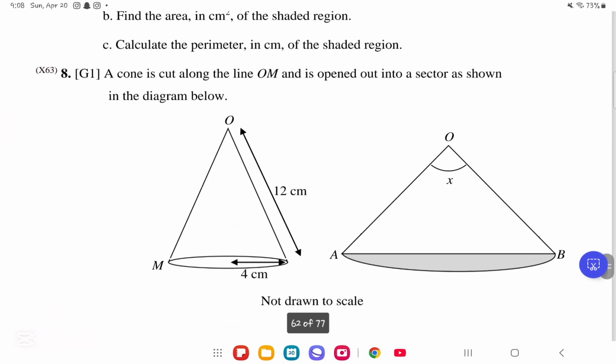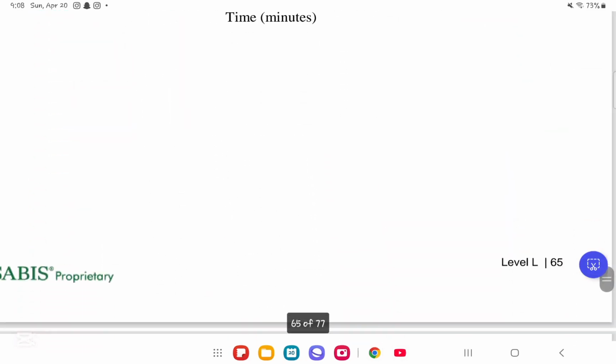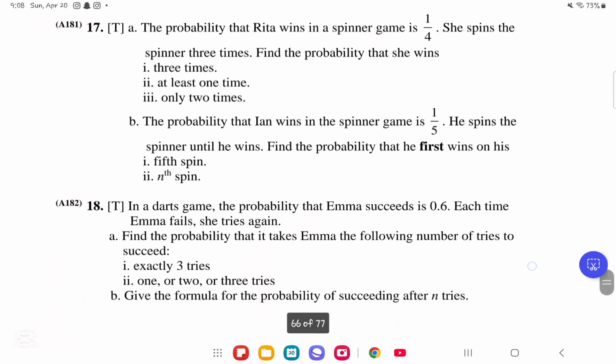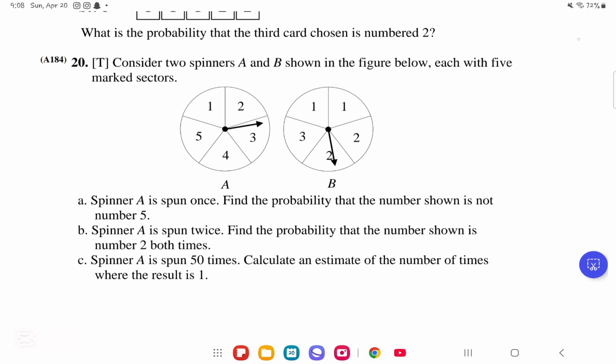Now if you move on to question number 20. This is question number 20 over here. Question number 20 says, consider two spinners A and B shown in the figure below, each with 5 marked sectors. Okay? Spinner A is spun once. Find the probability that the number shown is not number 5. So they need the probability in spinner A that you will not get 5.